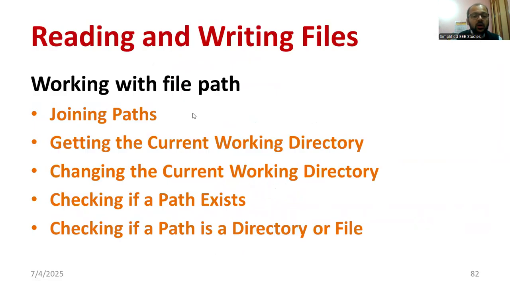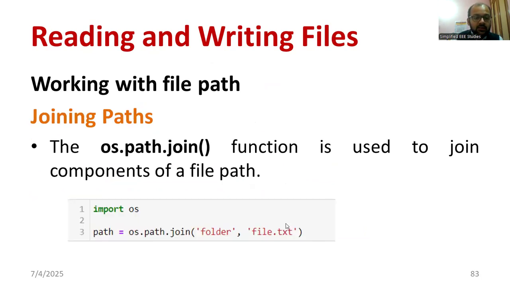So working with file paths, we need the following operations: joining paths, getting the current working directory, changing the current working directory, checking if the path exists or not, and ultimately checking if the path is a directory or a file. Directory means it's a folder. That we are able to check. I'll tell you how exactly it works.